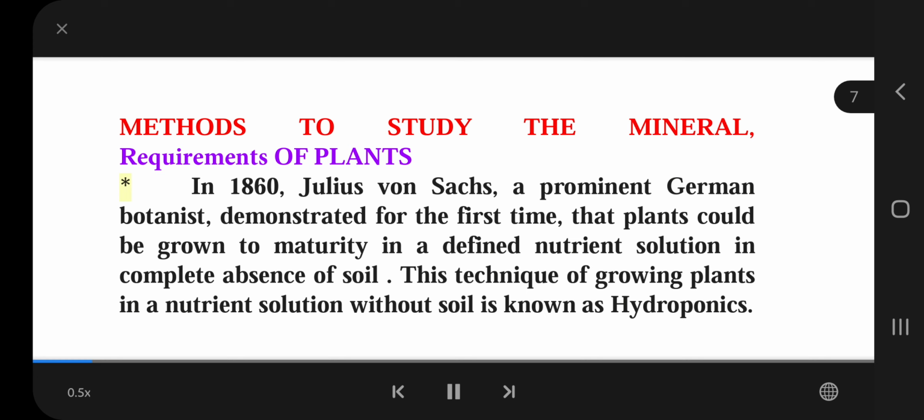In 1860, Julius von Sachs, a prominent German botanist, demonstrated for the first time that plants could be grown to maturity in a defined nutrient solution in complete absence of soil. This technique of growing plants in a nutrient solution without soil is known as hydroponics.